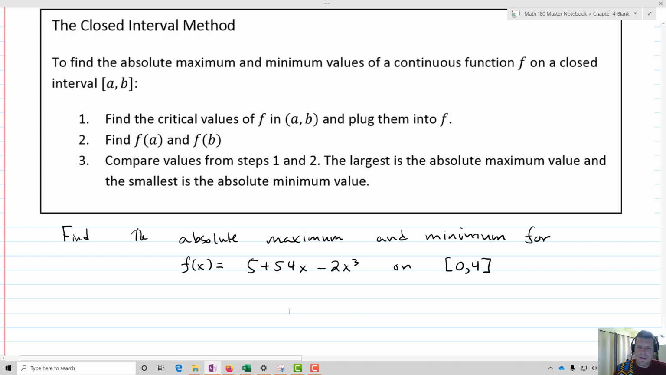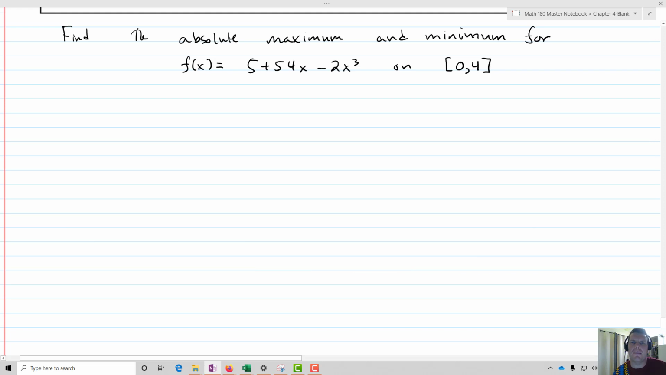Let's take a look at how we might do that in an example. Let's find the absolute maximum and minimum for 5 plus 54x minus 2x cubed. Again, we've got a polynomial here, so it's differentiable everywhere, and consequently there's no place where the derivative does not exist. So we're going to find f prime of x, and that's going to then be 54 minus 6x squared.